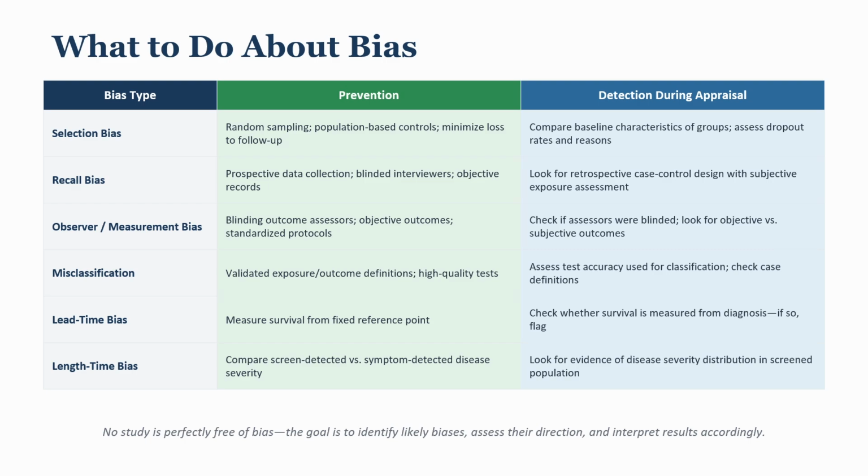For observer and measurement bias, blinding is the gold standard. When blinding is impossible, use objective, quantifiable outcomes that require minimal interpretation.